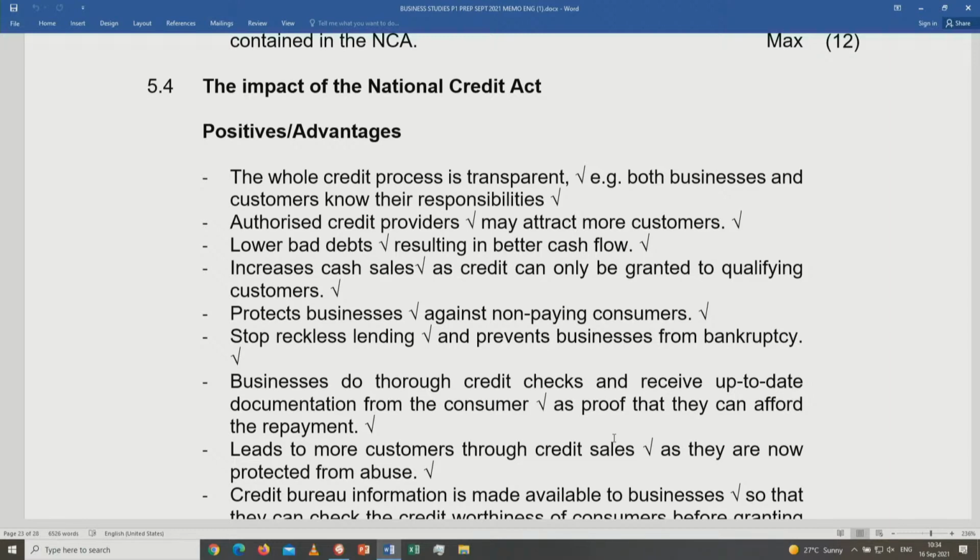It increases cash sales, as credit can only be granted to qualifying customers. It protects businesses, 1 mark, against non-paying customers, another mark. It stops reckless lending, 1 mark, and prevents businesses from bankruptcy, another mark. You can go through the positives, but be careful. These are the positives or the advantages as far as the National Credit Act is concerned to the business.